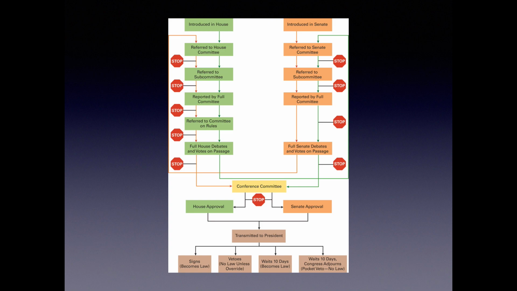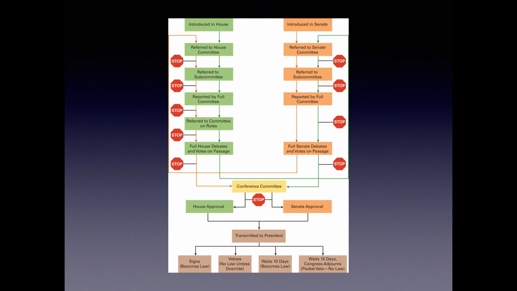So, as you can see here, the path for a bill to become a law is that it starts in either the House or the Senate. Remember, we have a bicameral legislature, 2 houses. So we have a House and a Senate. We'll talk about the differences in a little while.